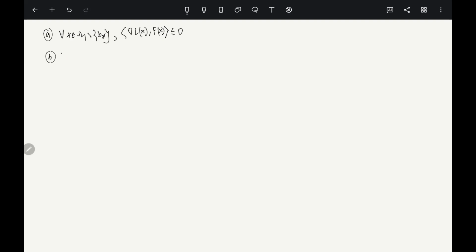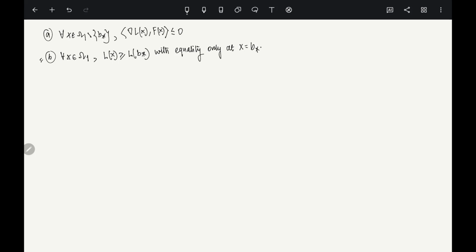And the second part is this: for all x in omega 1, L of x dominates L of B star, with equality only at x equals B star. Is it okay? So essentially what I'm looking for is this property, the b property. It basically says that B star has to be a strict minima of L.